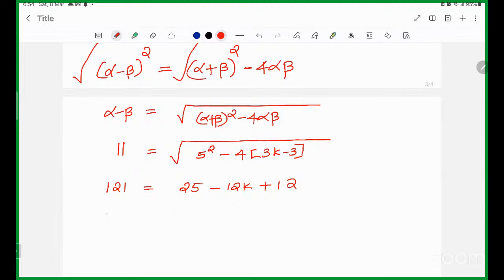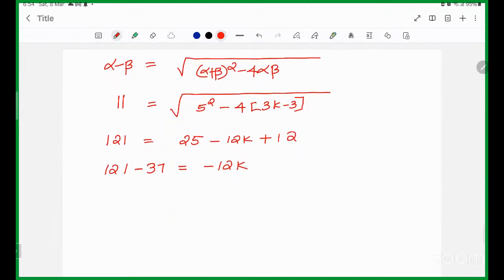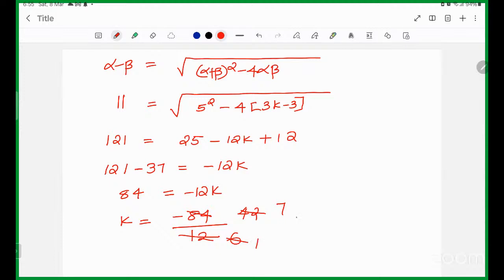सो 121 equal to 25 प्लस 12 क्या आएगा? 37 है ना. सो 37 minus 12k आएगा. सो 121 माइनस 37 करना है. 84 equal to -12k, so k becomes -84 divided by 12, so 42 6 आएगा. Then 7 into 6 and 1 into 6, answer will be -7.